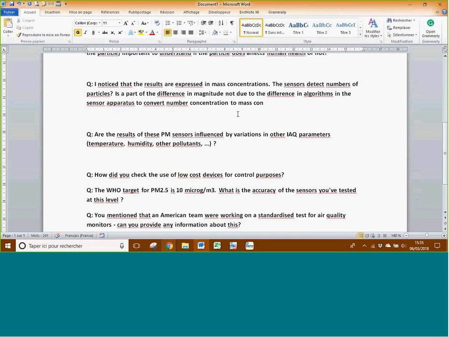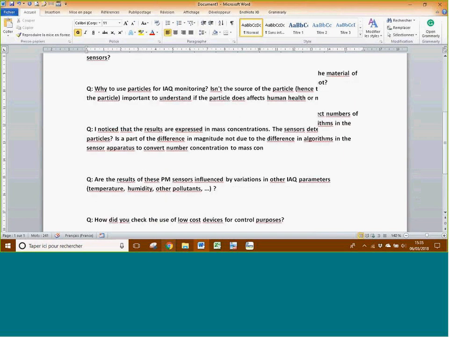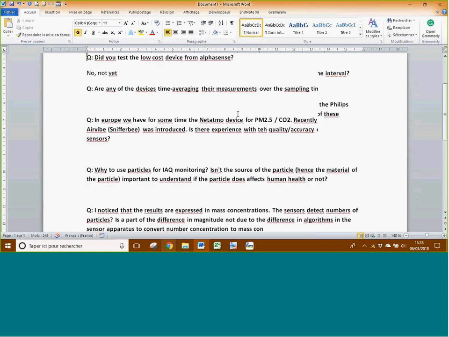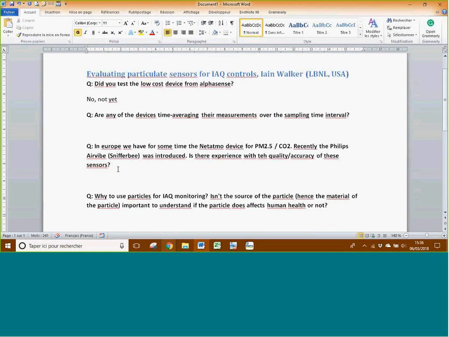Okay, thank you. A lot of questions coming. So in Europe, we have for some time the Netatmo device for PM2.5 and CO2. Recently, the Philips AirVibe Sniffer B was introduced. Is there experience with the quality and accuracy of the sensors?